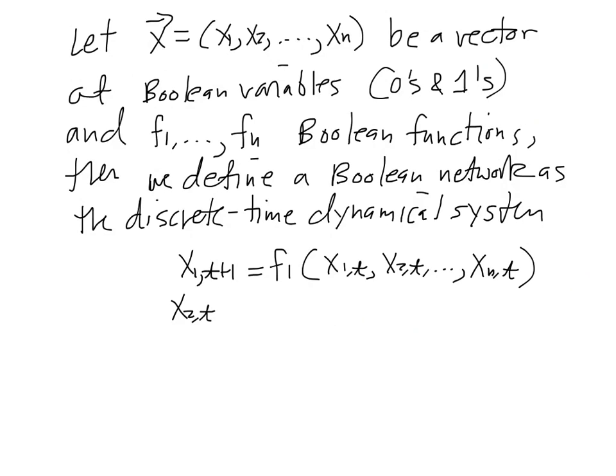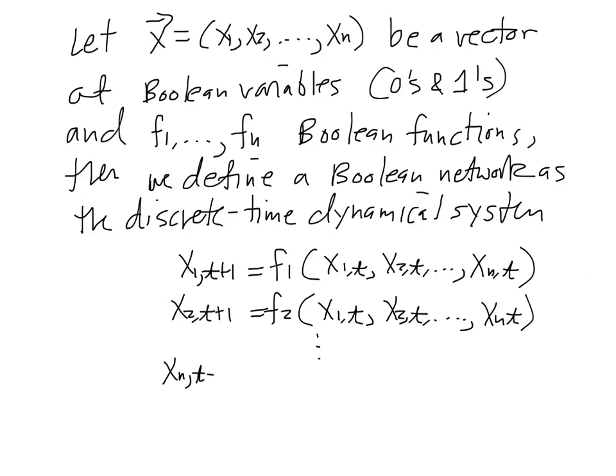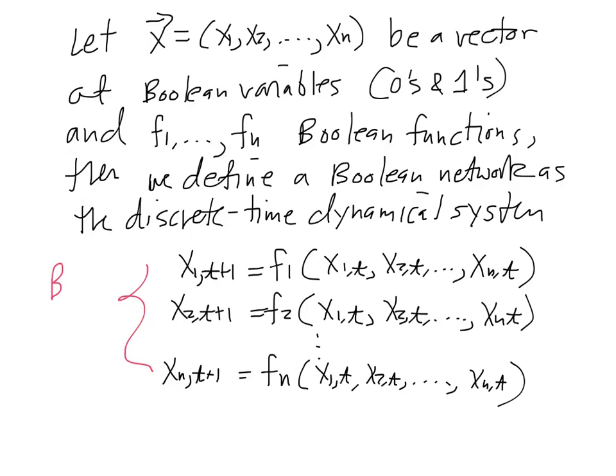x2 of t plus 1 is the second Boolean function evaluated at all those x's at t. So it looks very similar to a discrete time dynamical system that we studied in chapter 6. Those ones were linear. These are Boolean, fn of x1 of t, x2 of t, xn of t. And these f's, again, these are Boolean variables. So there are n of them, and these are Boolean functions.